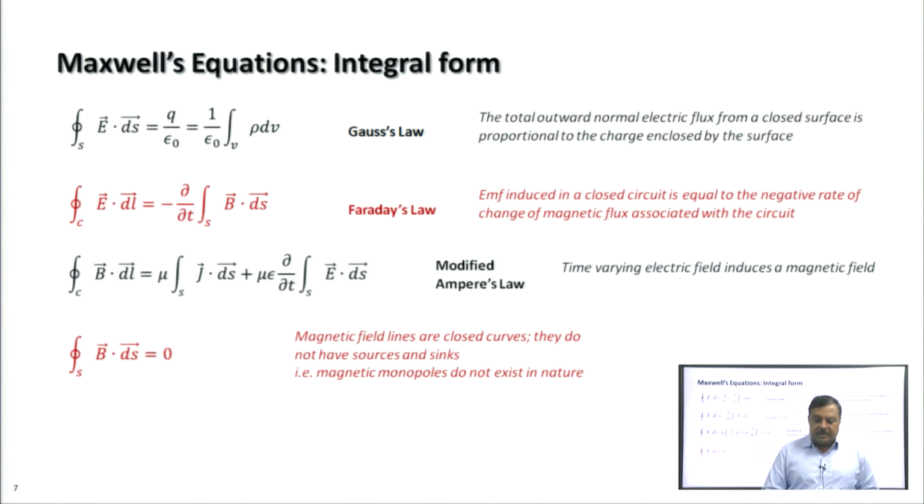The fourth equation is surface integral of magnetic field over a closed surface is equal to 0, because magnetic field lines are closed curves. So, if we take a closed surface in the magnetic field, then the magnetic flux which is entering the surface will be same as the magnetic flux which is emerging from the surface. So, total outward normal flux will be 0.